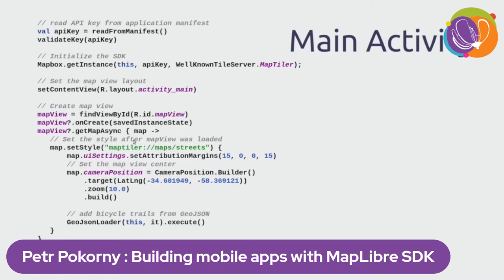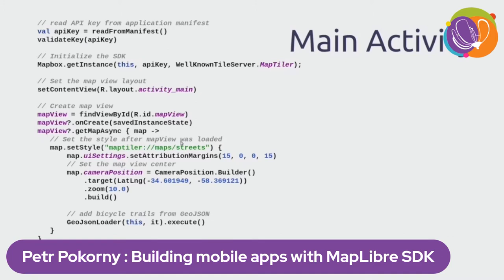You might notice that here is a bunch of callbacks, asynchronous, so that we are not blocking the UI thread. It's a common way how to do things on Android, so that the application keeps responsive. So that's standard stuff which anybody will do if they would like to use the MapLibre SDK.